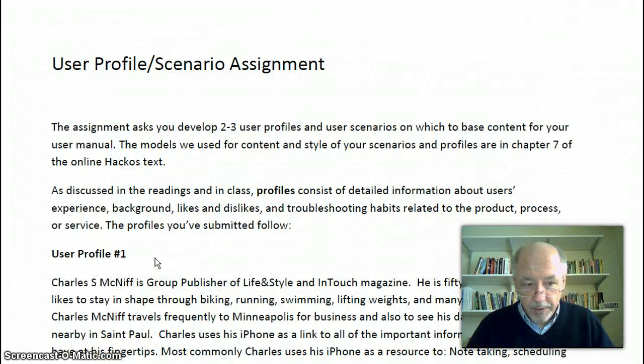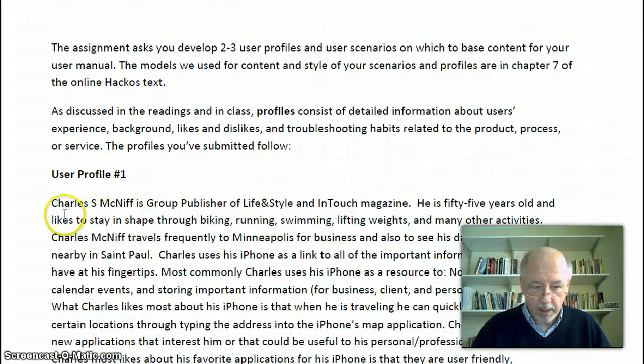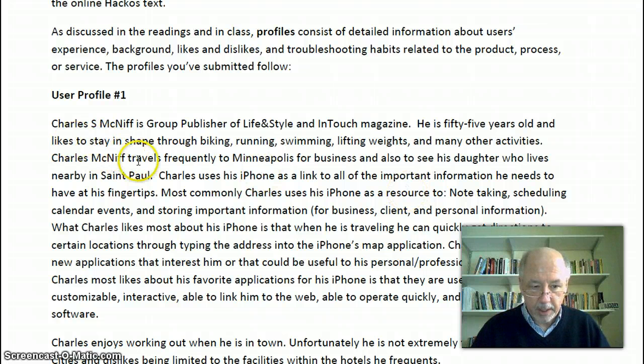For example, when you go to the user profile page, the link from the page we were just on to here, you'll see that your job is to develop 2 to 3 user profiles and scenarios. The models we use for the content are in Chapter 7 of HACOS, so there are plenty of examples, and you need to spend some time reviewing those examples and analyzing them for the kinds of content that you need for these, and then to draft them, and we'll discuss them. Look at these examples. This is from last year. This is a student example. Charles McNiff is a group publisher, and you'll get a sense here.